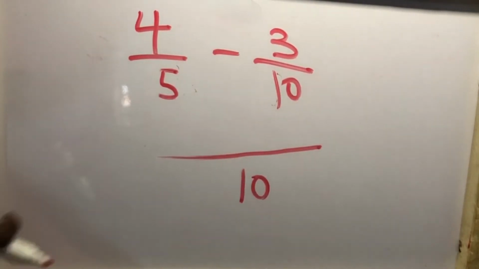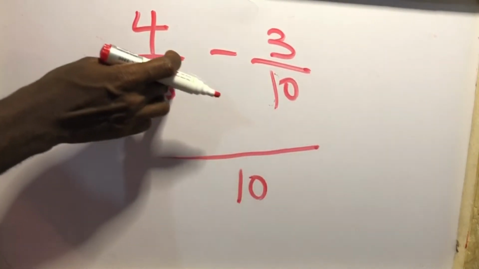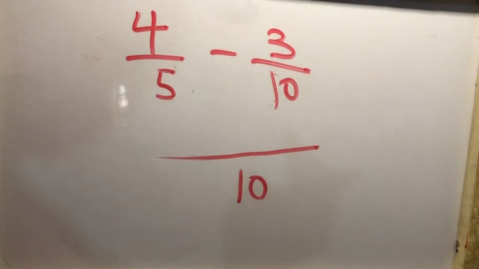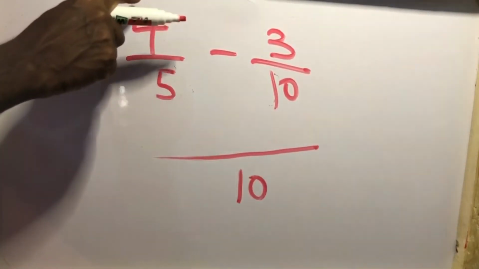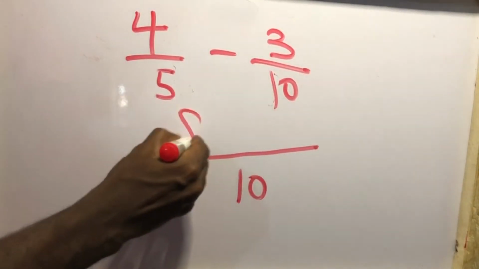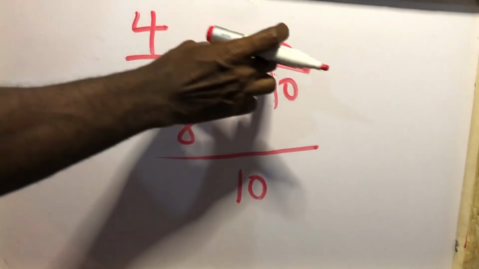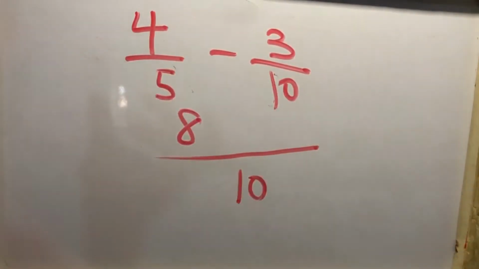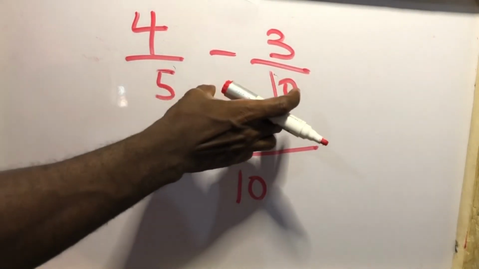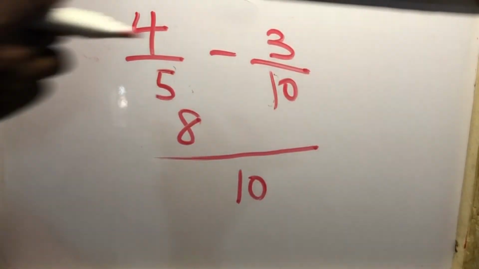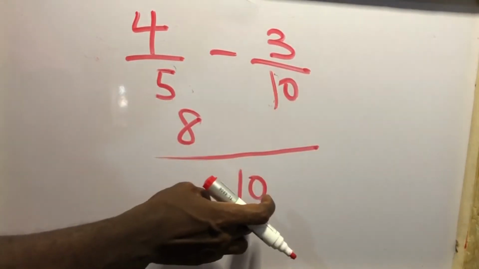Okay? Now, 10 divided by 5 will give you 2. You now multiply that 2 by 4, which is 4 times 2, which is 8. Again, when you are subtracting fraction, you look for the lowest common multiple, that means the LCM of the two denominators, which is 5 and 10. And the LCM is 10.